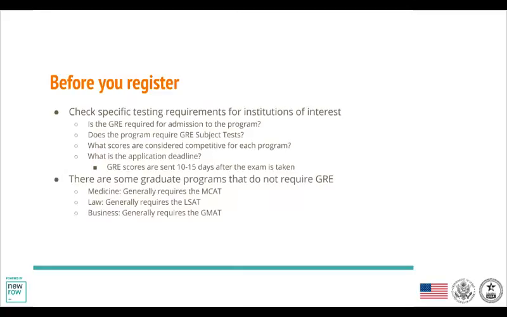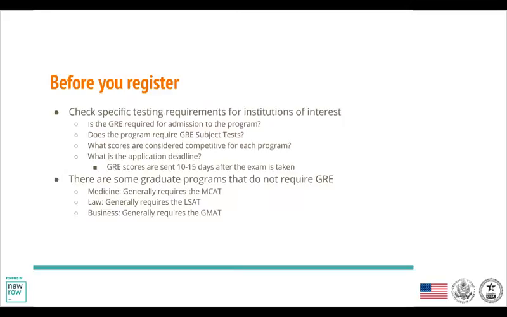Last but not least, you want to check the application deadline. Graduate Record Exam scores generally take between 10 and 15 business days to be delivered to the institutions after the exam is taken. And so if you are coming up against that deadline and you're applying to a program and the application closes the week after you take the GRE, you will probably not have a complete admissions kit for that program, and they will not review your application. Graduate admissions work a bit differently than undergraduate admissions, and there's very little, if any, flexibility around those deadlines.